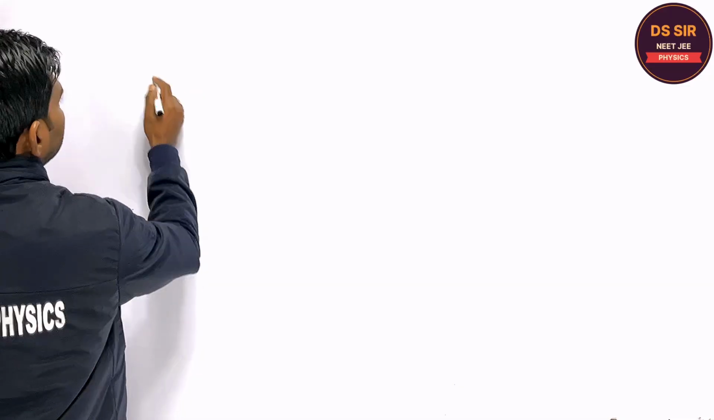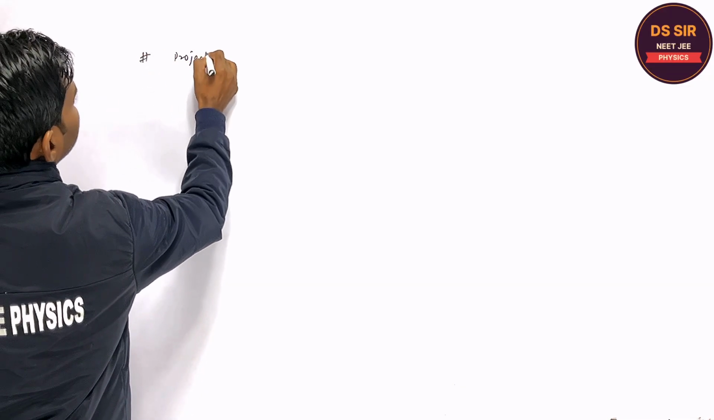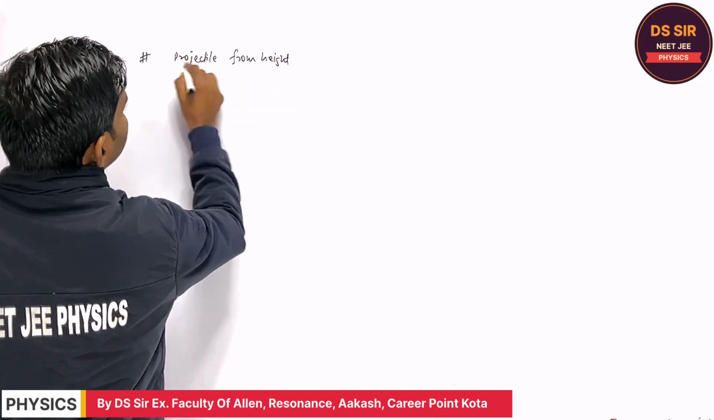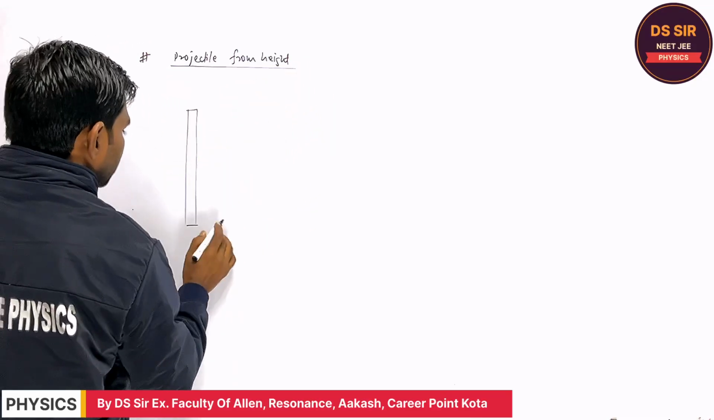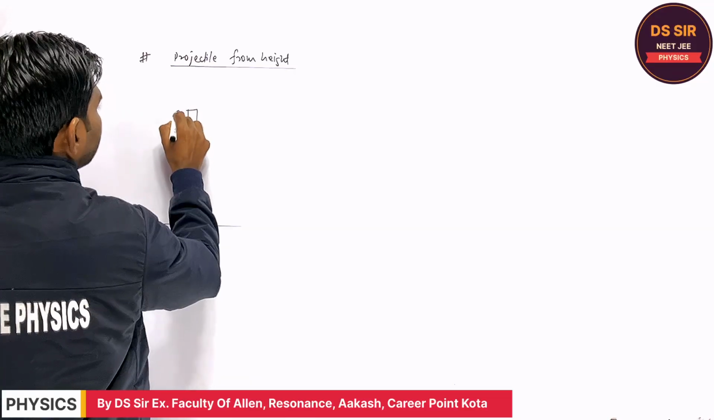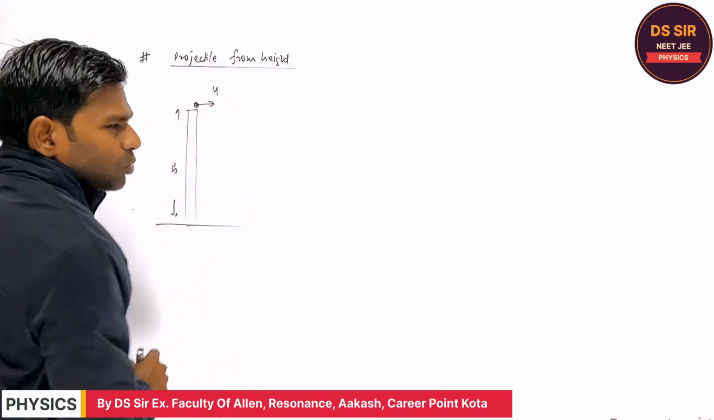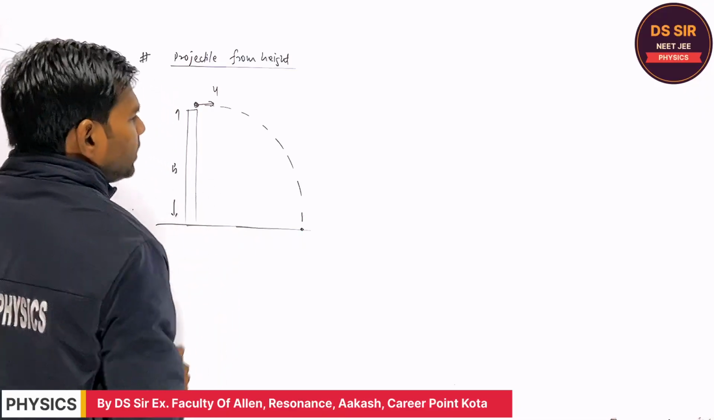Copy this. In today's lecture, we are going to discuss the horizontal projectile, the projectile from a height. You may write the heading: the projectile from height. Suppose this is the tower, and the tower height is h. Now, if the projectile is thrown with the speed u, its motion will be parabolic and it will hit the ground.